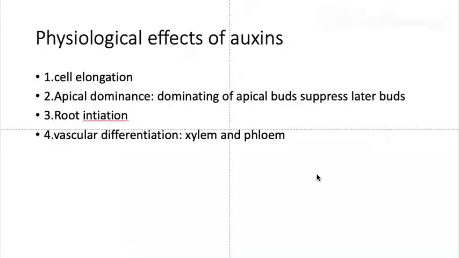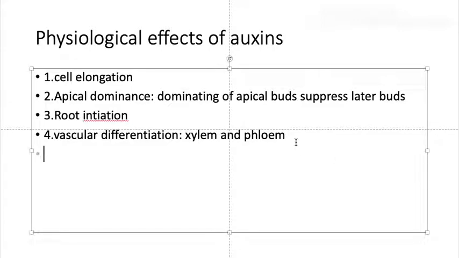Okay, good afternoon. Again, we continue with this class, and I just want to share with you that we finished the 4 points. Now we have to go on to the fifth point, and the fifth point is that auxins have an effect which is called the prevention of abscission.